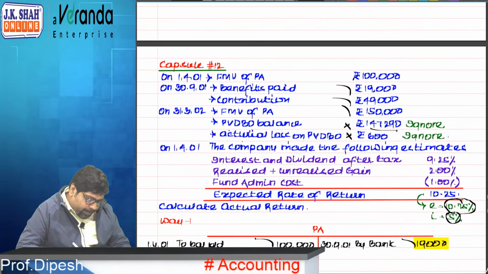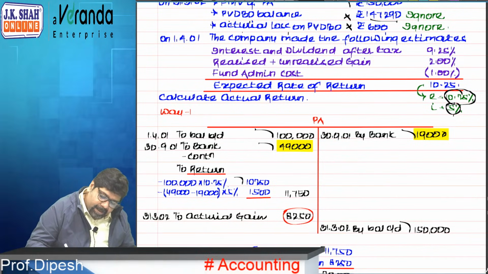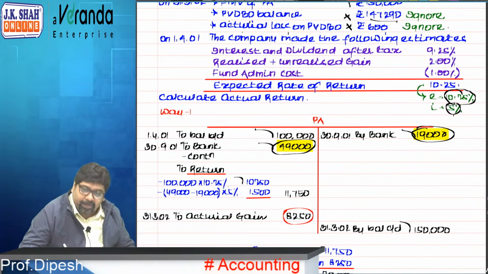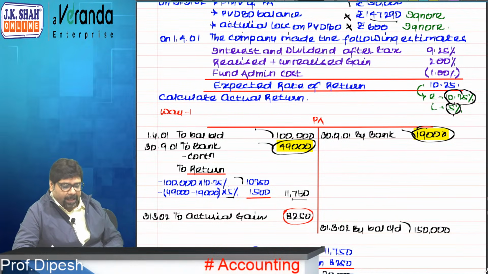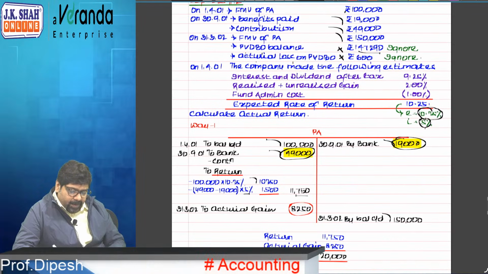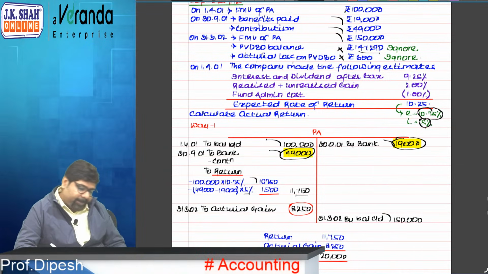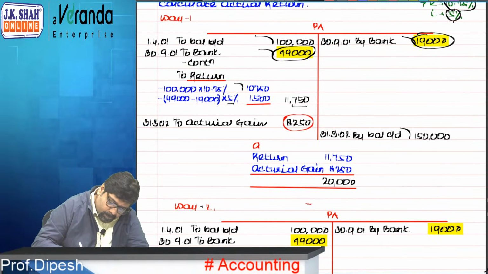So 10.25 for the whole year is half year ka 5%. So opening balance per full year ka interest and 48 minus 19. Net interest, net increase is how much? 30. On that 30 will calculate half year ka interest. So balance you get as the actuarial gain. Actuarial gain plus return is equal to actual gain. This is your actual. Correct?